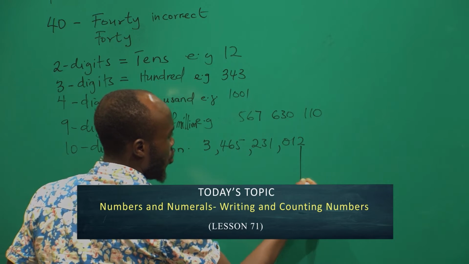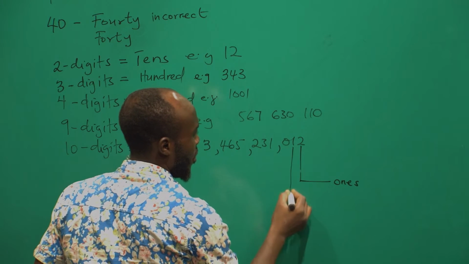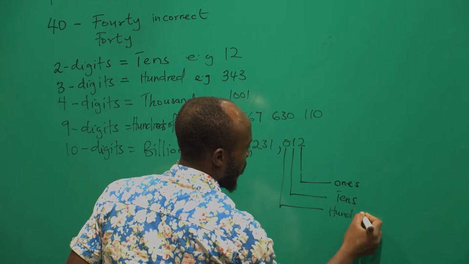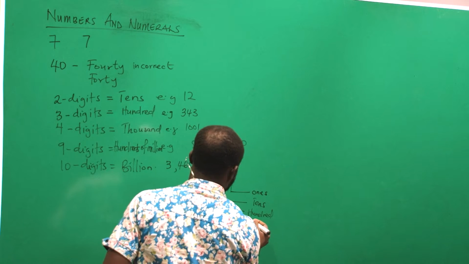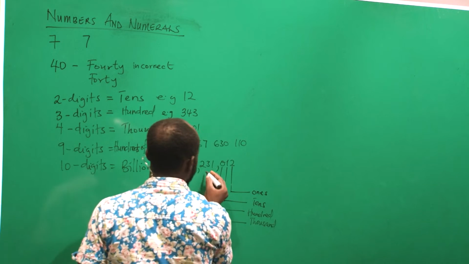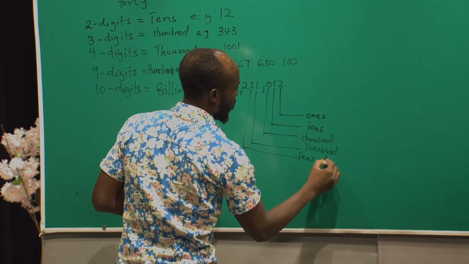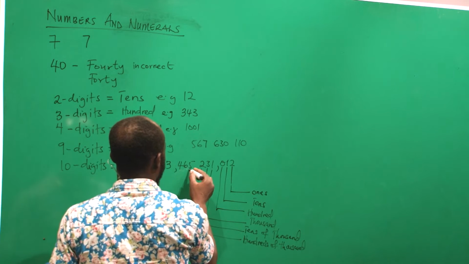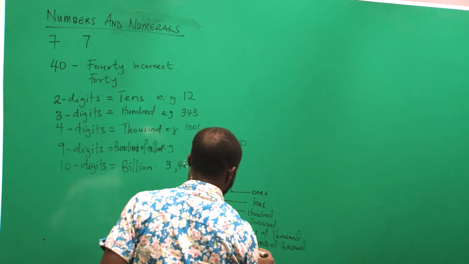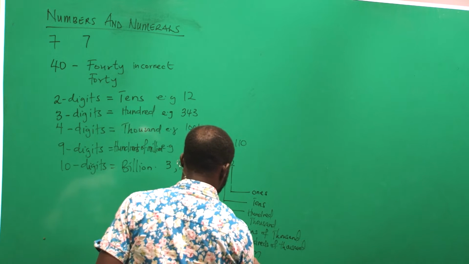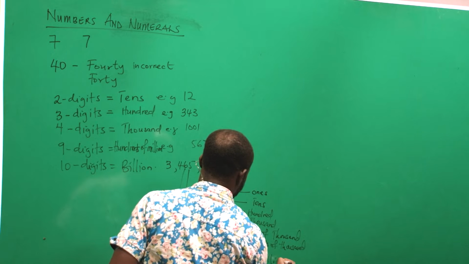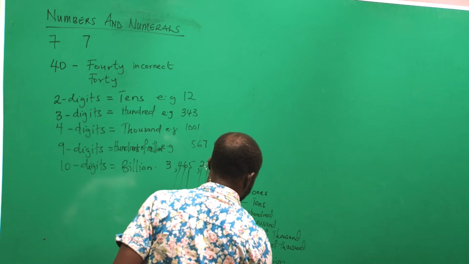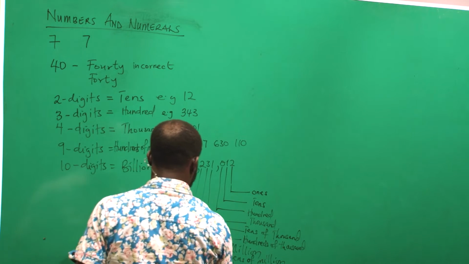If you want to understand very well, this is what we should do. We should just put them into the ones. So this is the ones. This gives us tens. This gives us 100. Then this one also gives us the 1,000. Tens of thousand, hundreds of thousand, million, tens of million, hundreds of million. Then this is the billion.